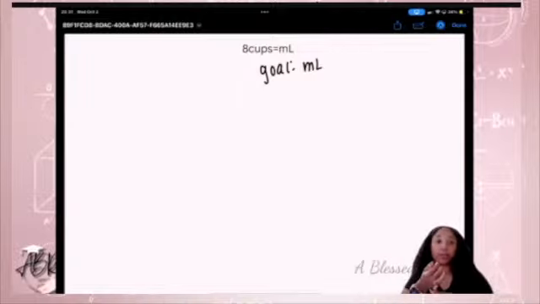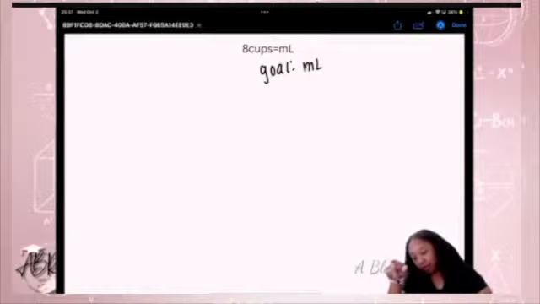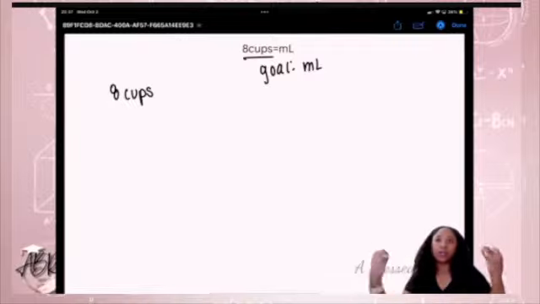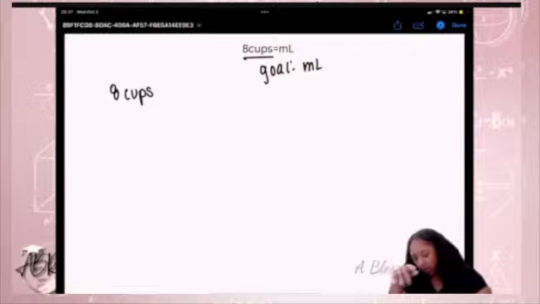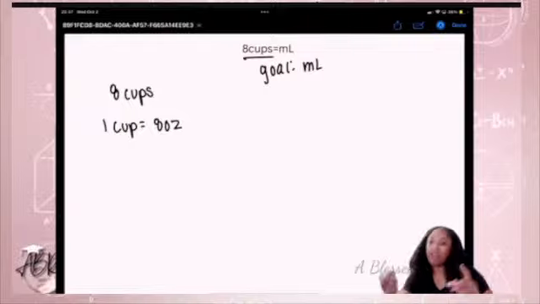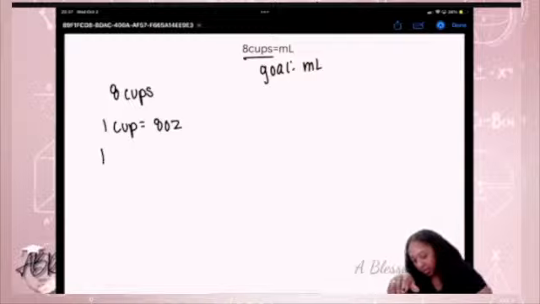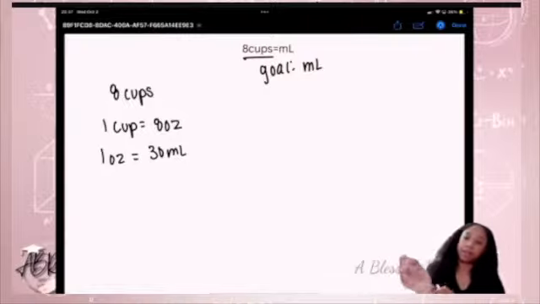Puzzle pieces are your conversions that you have to memorize by heart, or information from the problem that you will use to solve. I know that I already have 8 cups from my problem. I need the conversion going from cups to milliliters. So 1 cup is 8 ounces, and then I know there's a conversion from ounces to milliliters. 1 ounce is 30 milliliters.